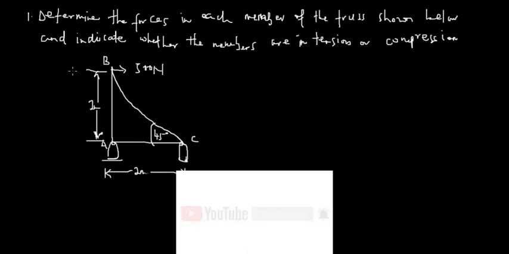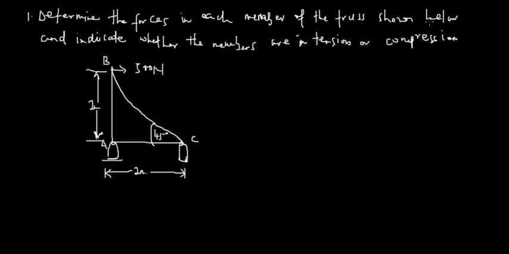Okay, so we've been given a certain body, and we are to determine the forces in each member of the truss. Then we have to indicate whether the members are in tension or compression. Whenever you are given such an example, you need to draw the free body diagram of each of the sections and determine the forces. So let's do that. Let's start from one point and then move towards another portion.